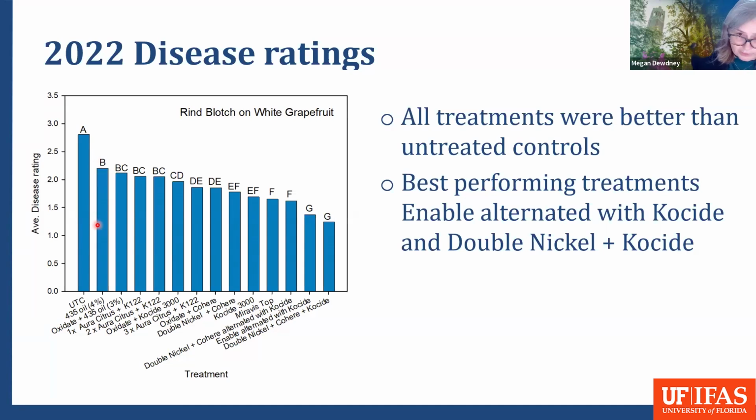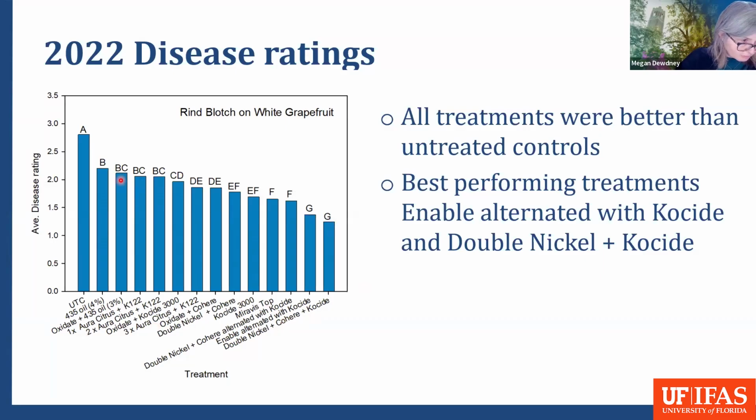I will say that in this trial, we did not see any disease on the leaves. We were supposed to rate leaves for greasy spot. We didn't see any, even on the untreated control, which was very interesting. Couple of our standards here, Coside 3000 does a fairly good job. Miravis Top looked pretty good. So did Double Nickel with Cohere alternated with copper, but our best 2 products were Enable alternated with copper and Double Nickel with the copper.